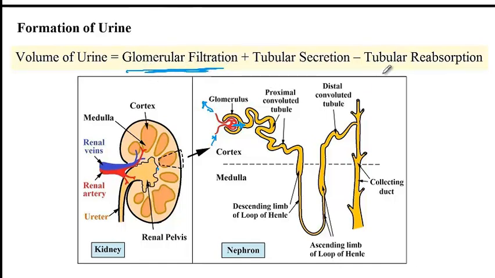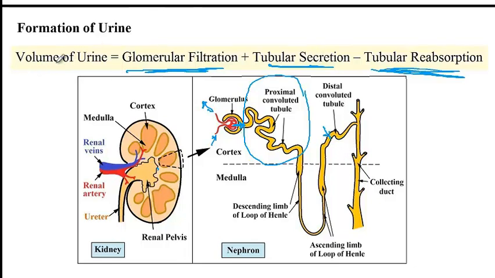But so much of this filtrate will get reabsorbed. In fact, most of it is getting reabsorbed in the very first part that is called the proximal convoluted tubule. So now the amount of filtrate that has entered the tubules decreases. And at the same time, from the capillaries surrounding the tubules, some of the other waste products can get secreted into the tubules. So therefore tubular secretion will add more volume to the urine filtrate.